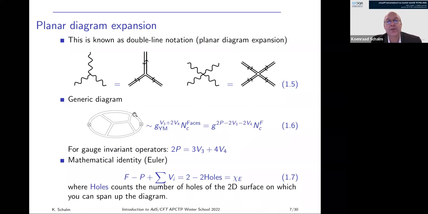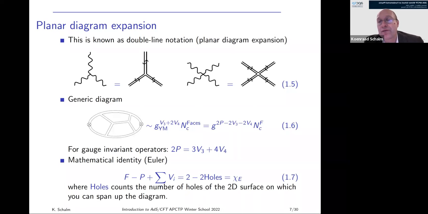And it's very simple to write down what the strength is in perturbation theory of a generic diagram. A generic diagram will have a number of 3-point vertices, V3. It will have a number of 4-point vertices, but remember the 4-point vertex goes with g Yang-Mills squared. So the power of g Yang-Mills for a generic diagram is g to the number of 3-point vertices plus 2 times the number of 4-point vertices.